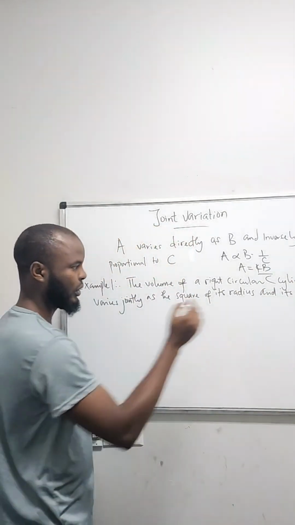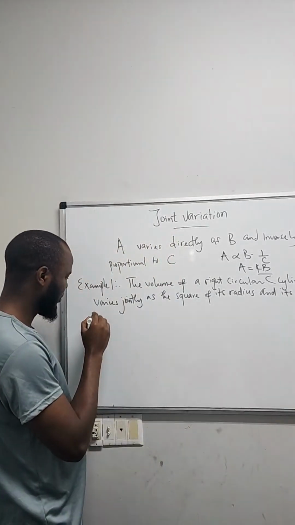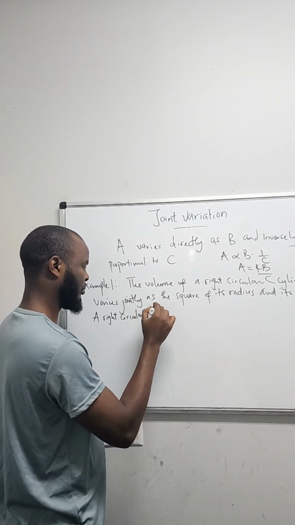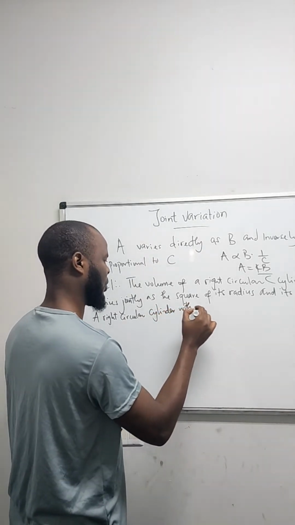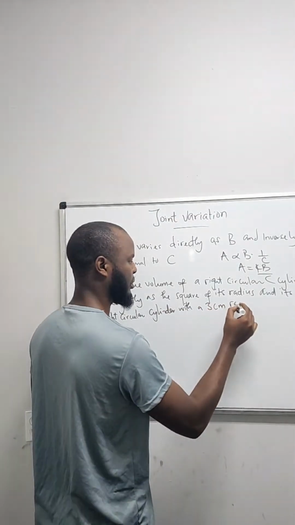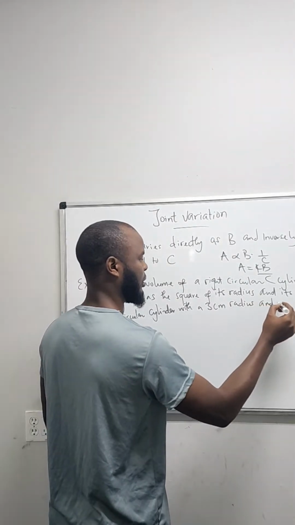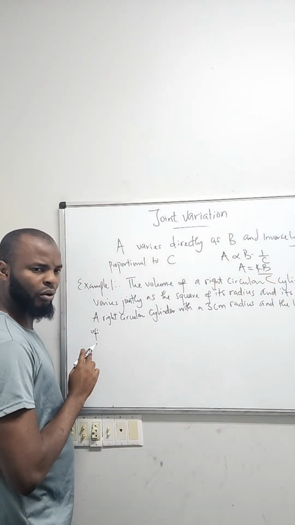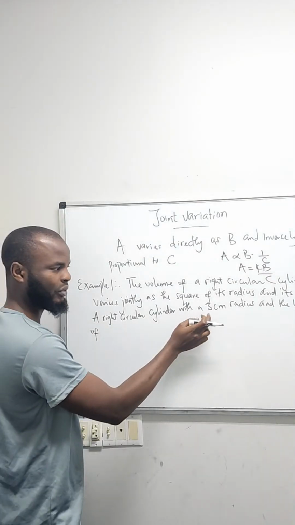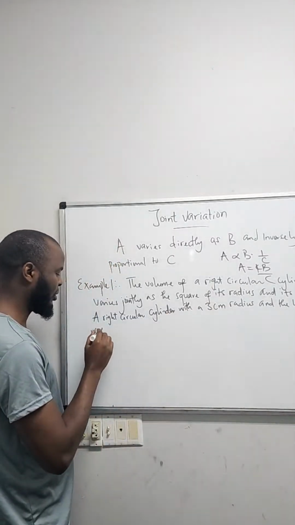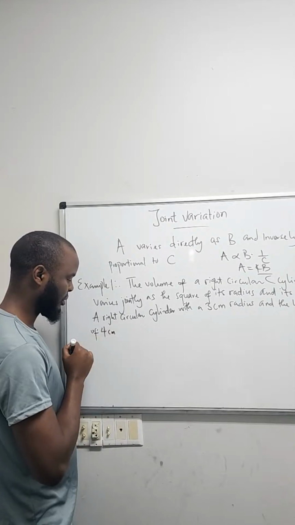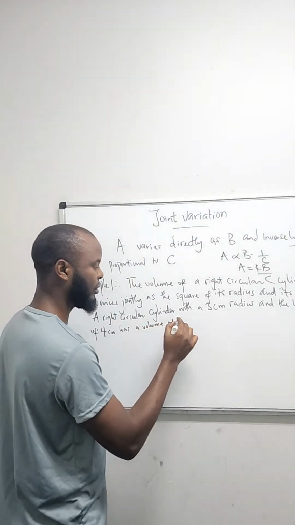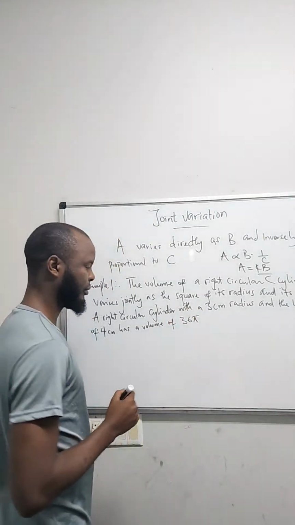And then the second sentence: a right circular cylinder with a 3 centimeter radius and the height of 4 centimeters has a volume of 36 pi cubic centimeters.